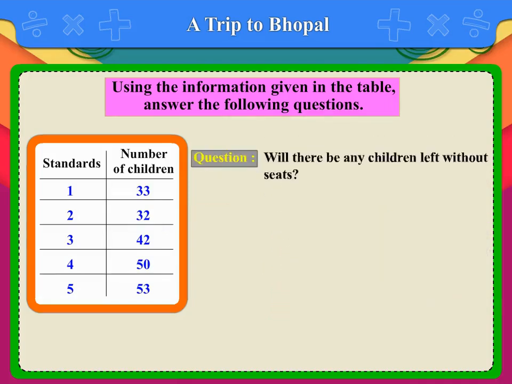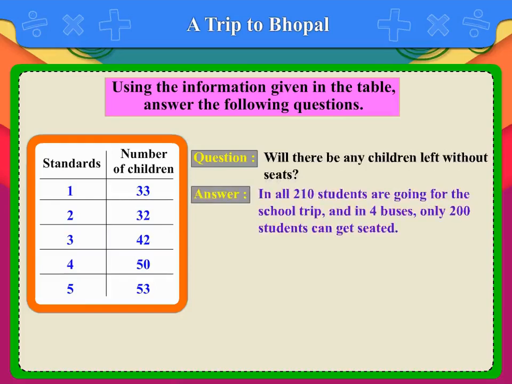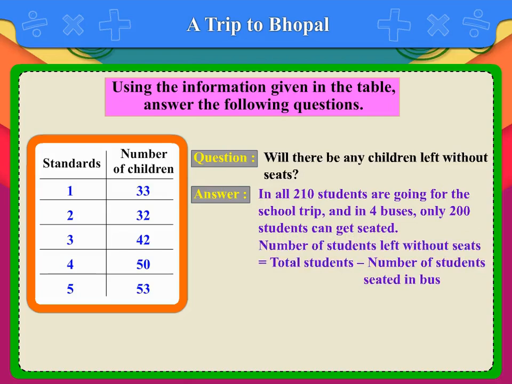Question: Will there be any children left without seats? Answer: In all, 210 students are going for the school trip, and in 4 buses, only 200 students can get seated. So, the number of students left without seats is equal to total students minus the number of students seated in the buses, which is 210 minus 200 is equal to 10. So, 10 students are left without seats.